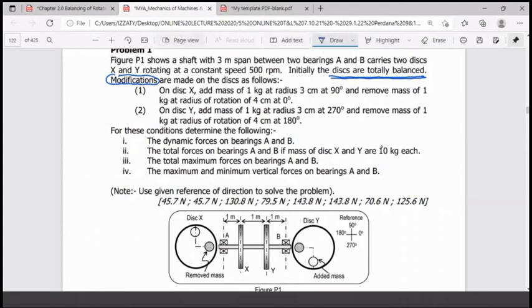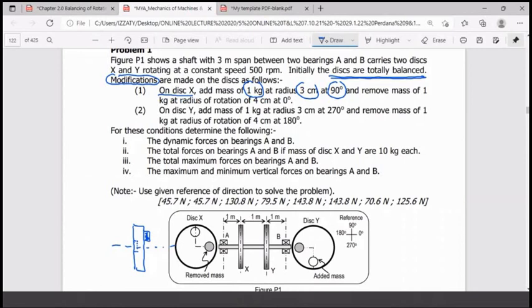Then you make a modification. Look at here, you make a modification on this X. What have you done? You add one mass, 1 kg, at the radius of 3 cm, at the position of 90 degrees. So looking at this X, it becomes, you add one mass. This one is the shaft. Then you remove a mass of 1 kg at radius 4 at 0 degrees. 0 degrees is here, so 4 is here. You remove this one, it falls here. You make a hole, for example, because we do not know, right? So you make a hole, a part of that.